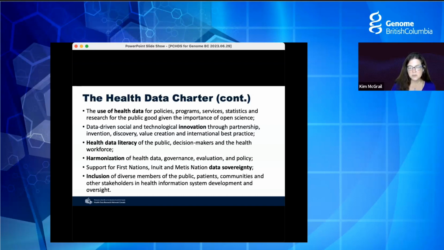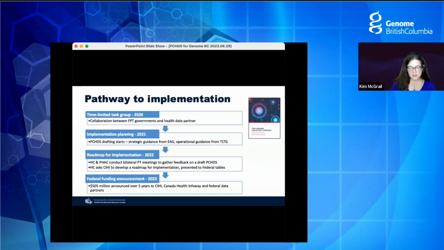And then the last principle of the Health Data Charter wraps right back around to that idea of being person-centered. The purpose here is that we need to have inclusion of diverse members of the public, patients and communities and other stakeholders in our health information system development and oversight. In other words, there needs to be ongoing input into governance and allowances for use of data, what's appropriate, where we want to actually move things forward, where we might need to pause and think a little bit through before we push into some uncharted territories. So that's all of the Health Data Charter.